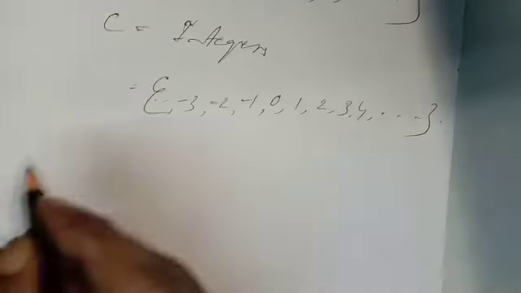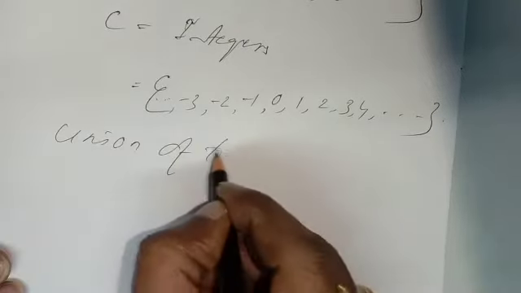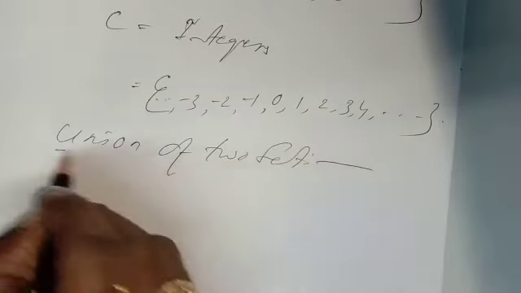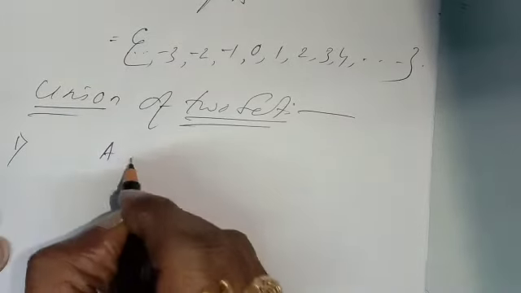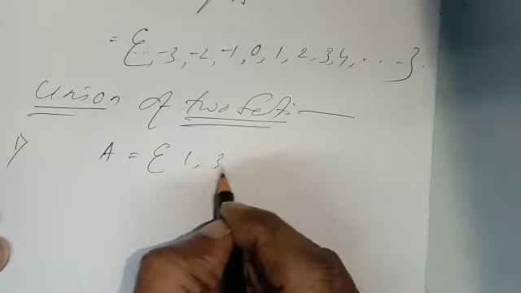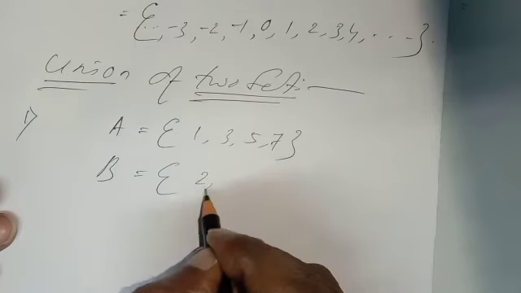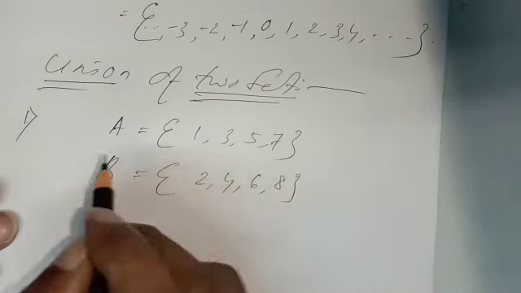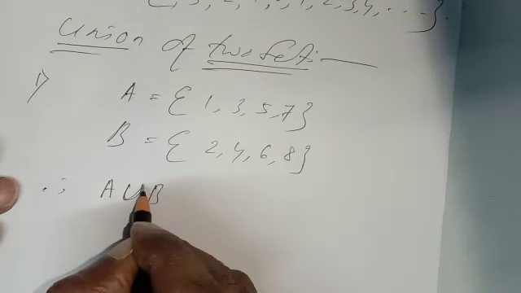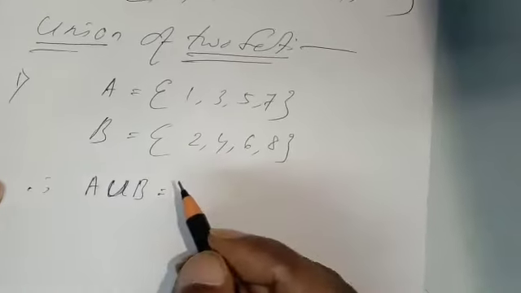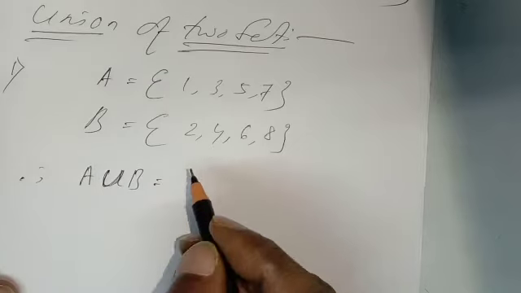Let me discuss the union of two sets. Union means what? Let us take one example here. Let A be a set having elements 1, 3, 5, 7. And B is a set having elements 2, 4, 6, 8. These two sets are given. Therefore, A union B, denoted like this, means all the elements present in the sets A and B. This is called A union B.